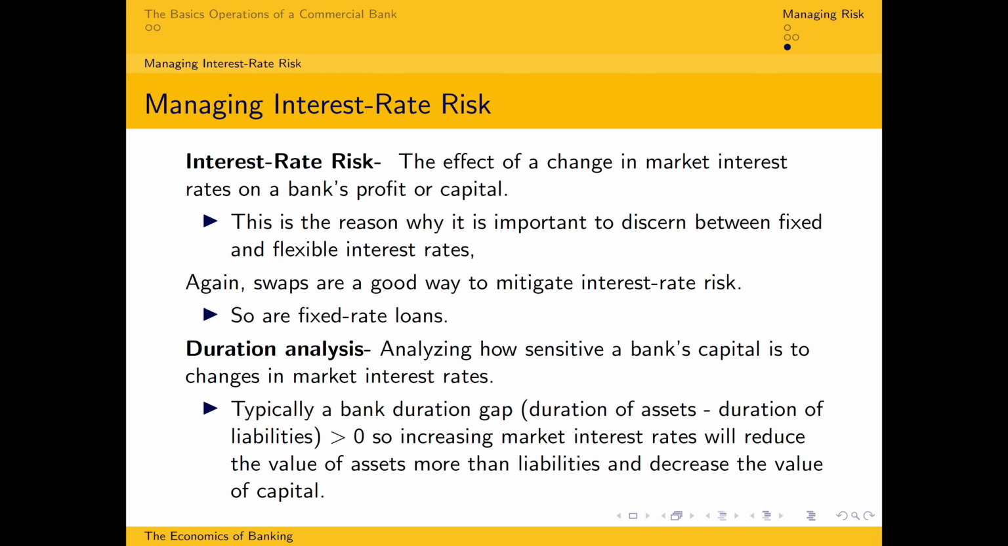Additionally, and this is a little bit of a more obtuse topic, so let me know if it confuses you. There is what we have to do, which is called duration analysis, which looks at how sensitive a bank's capital is to changes in market interest rates. And it's important to look specifically at a bank's duration gap, which is the average duration of assets minus the duration of liabilities. Now, typically a bank has a duration gap of greater than zero.